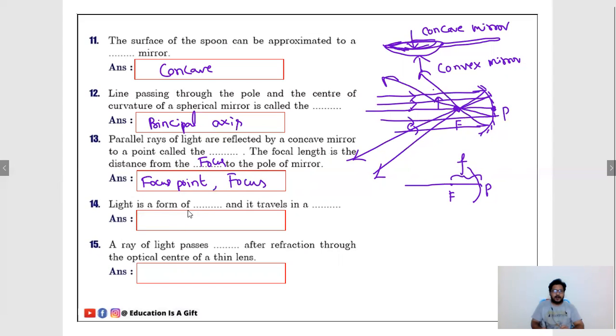Light is a form of, very direct question, energy. Light is a form of energy and it travels in a straight line.